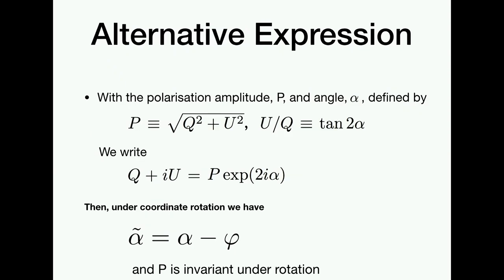An alternative expression would be the polarization intensity, the square root of Q squared plus U squared. That's the intensity of polarization, independent of the polarization directions, and you can define the angle through U divided by Q. Then you can write Q plus iU as the amplitude times e to the 2i alpha, where alpha is the polarization angle. Then under the coordinate transformation, naturally, alpha transforms by just theta, and the amplitude is invariant under rotation because it's the total intensity.